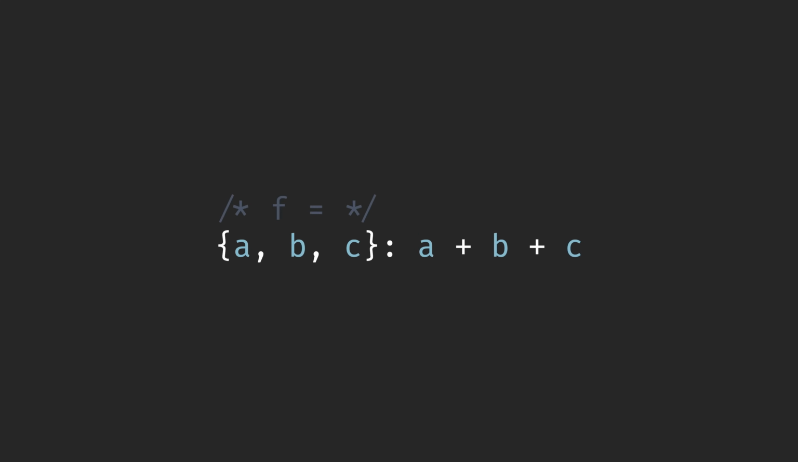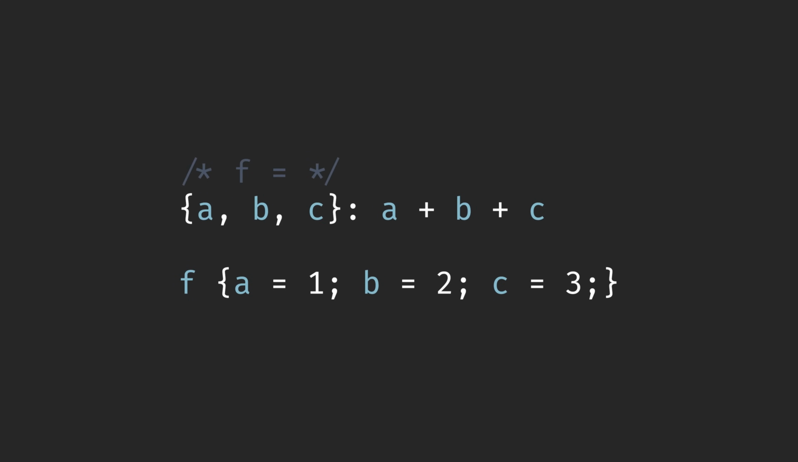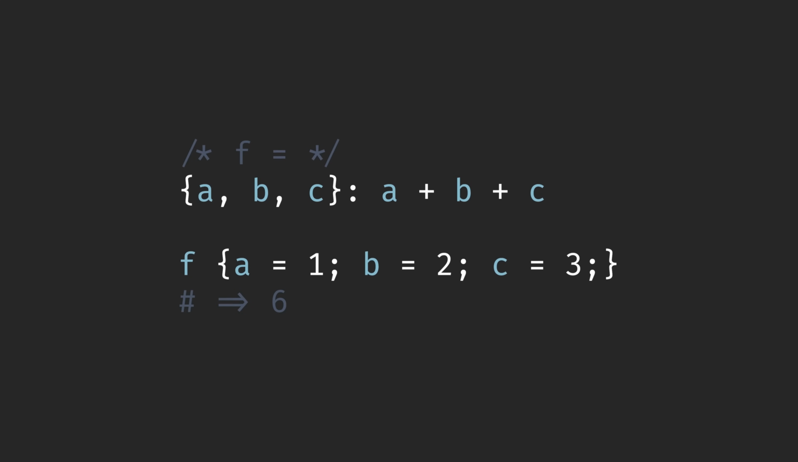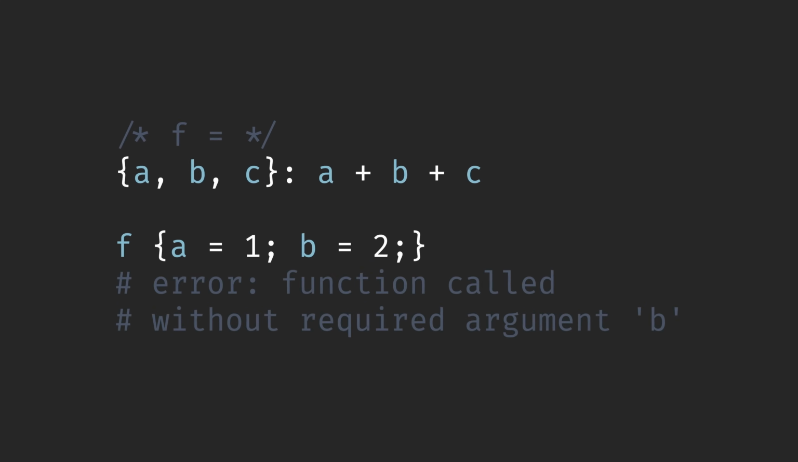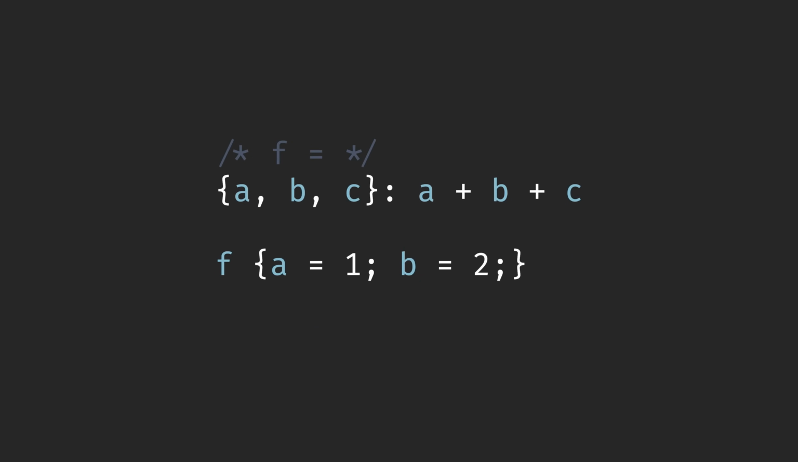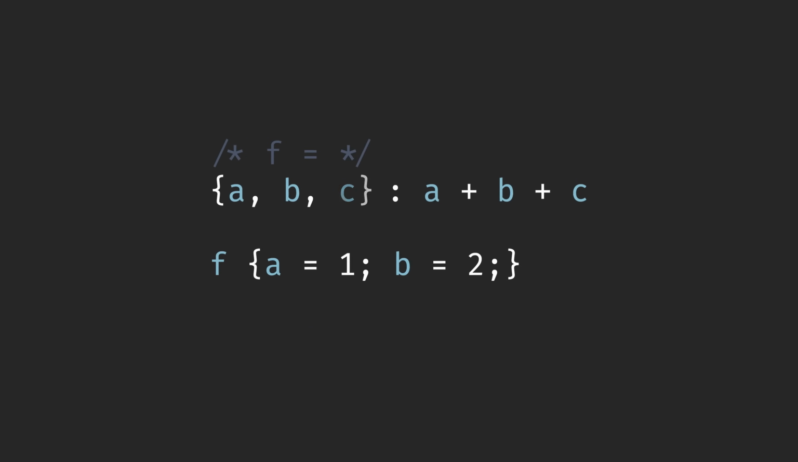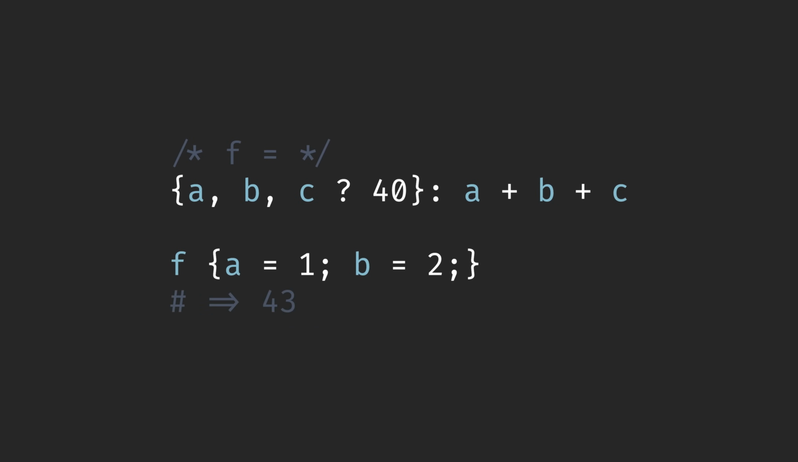To invoke this function f, you'd pass in the attribute set. Nix will validate whether every expected parameter has been provided. If, say, c is missing, Nix will throw an error. Parameters can also be made optional by providing a default value using the question mark operator.